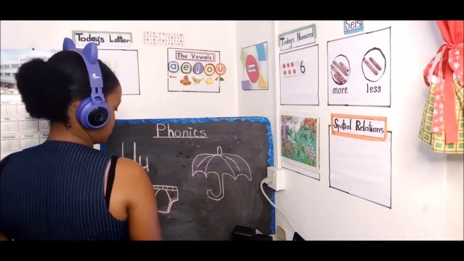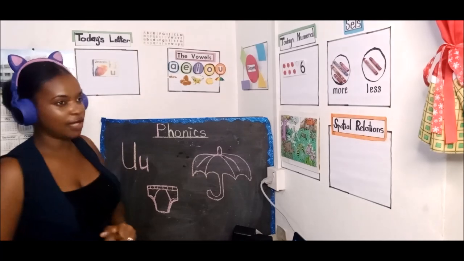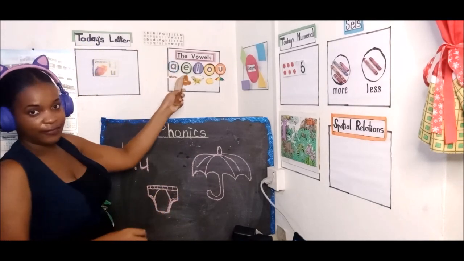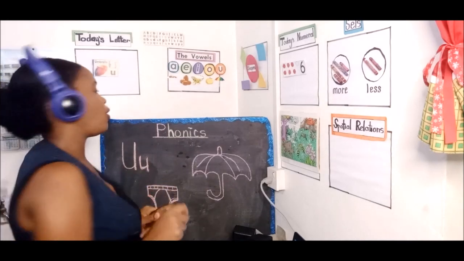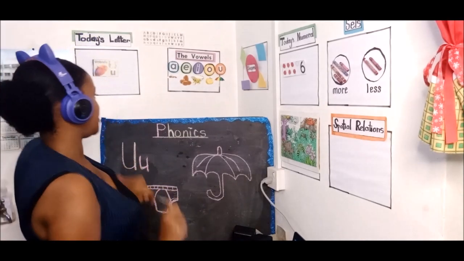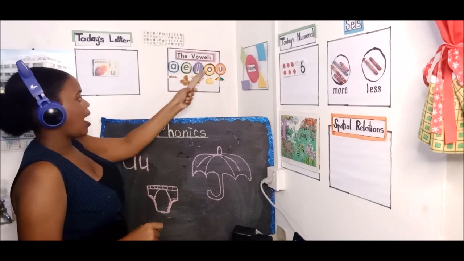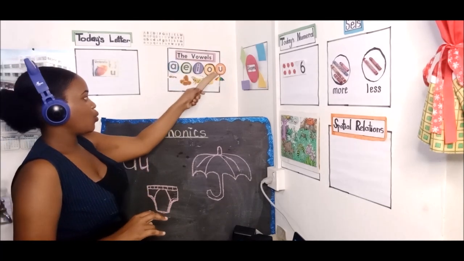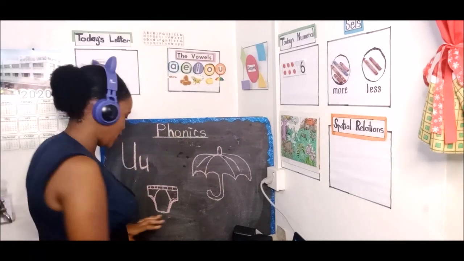Now, letter U also belongs to a special family. Can you remember which family that letter belongs to? The vowel family. It belongs to the vowel family. Okay, let's say the vowels: A-E-I-O-U. See that? A-E-I-O-U. Let's sing that song quickly.